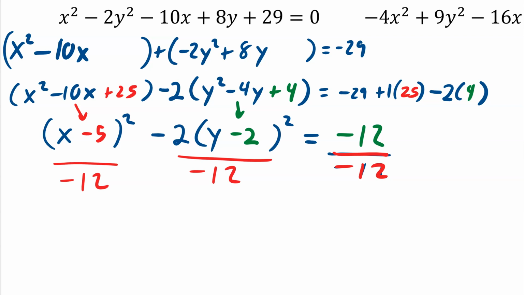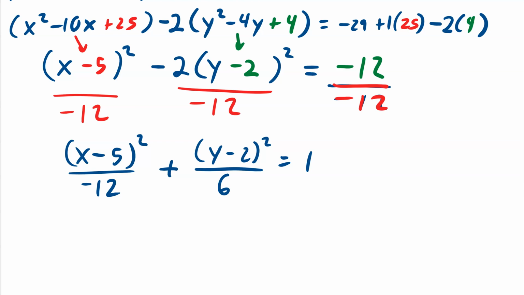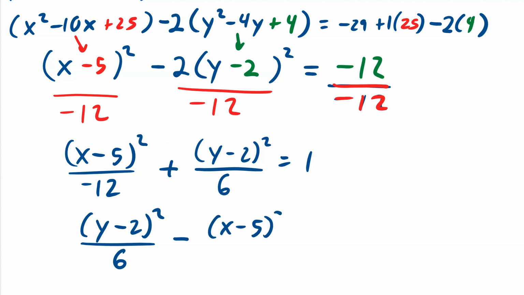And so this ends up with now being x minus 5 squared over negative 12. And then negative 12 divided by negative 2 would be 6 equals 1. So this is backwards, so we need to switch them. This just means now it will actually open in the y direction. And there you go. So we can now see it's centered at 5, 2. And we will go the square root of 6 in the y direction and the square root of 12 in the x direction, and it will open in the y.